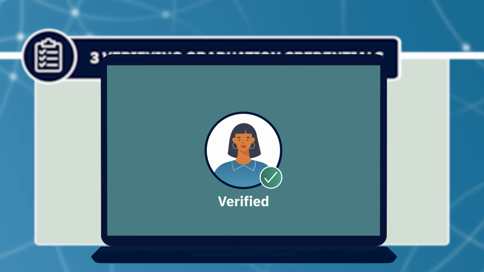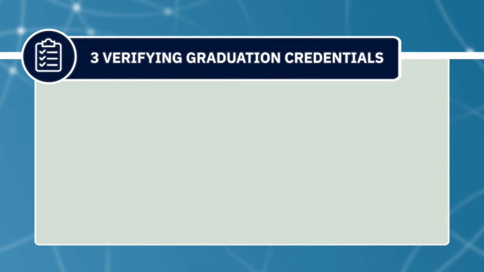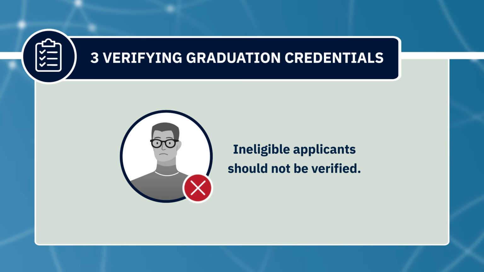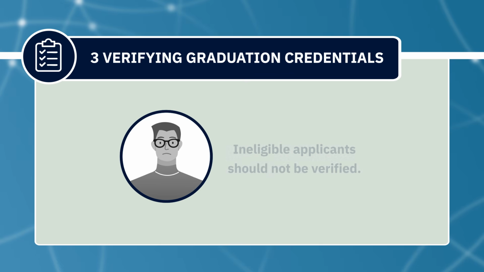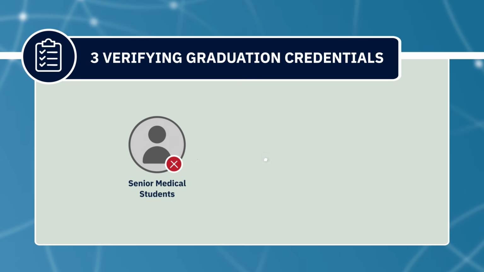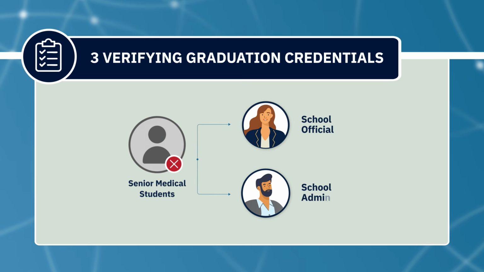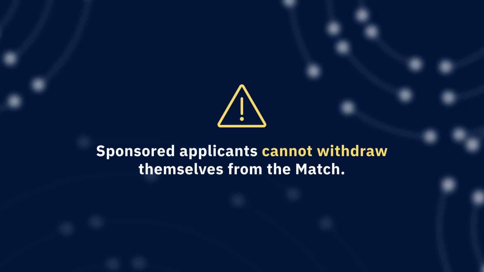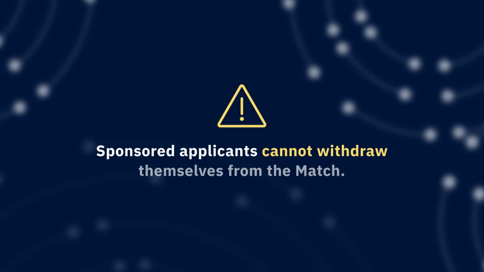Eligible applicants should be marked as verified in the R3 system, so they will be eligible to participate in the match. Applicants not eligible for the match remain unverified in the R3 system, and if the student is a senior, should be withdrawn from the match before the rank order list certification deadline. Senior medical students in MD and DO medical schools are sponsored applicants, so they must be withdrawn from the match by the school official or administrator if they are not eligible. Sponsored applicants cannot withdraw themselves from the match.